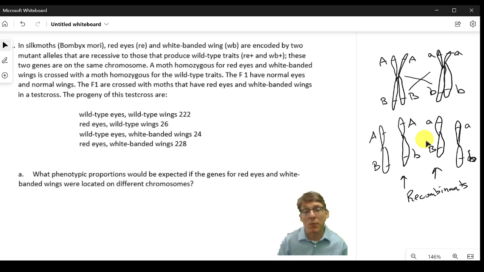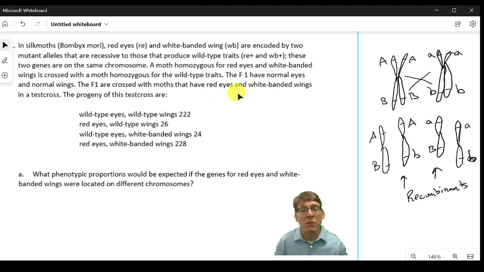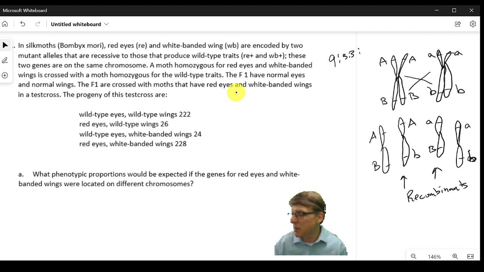If they're on separate chromosomes, we'd call that independently assorting, and we would just calculate the 50-50 probability of getting big A versus little a, the 50-50 probability of getting big B and little b, and then we could combine our probabilities. So when we're looking at a problem where we have two different traits and we don't get the Mendelian ratios, the Mendelian ratios for a dihybrid cross would be 9 to 3 to 3 to 1.